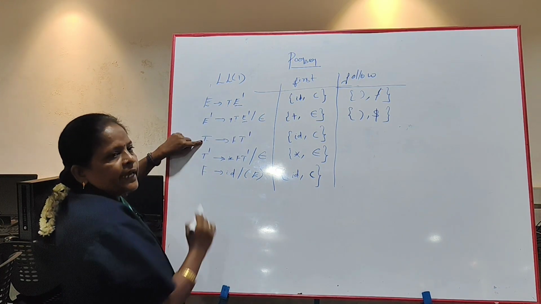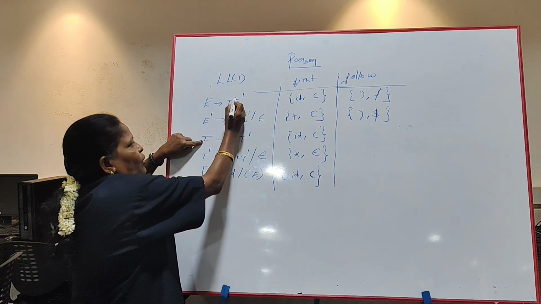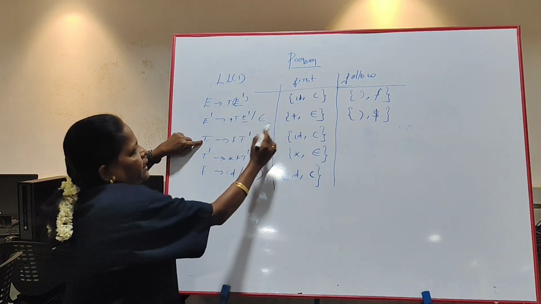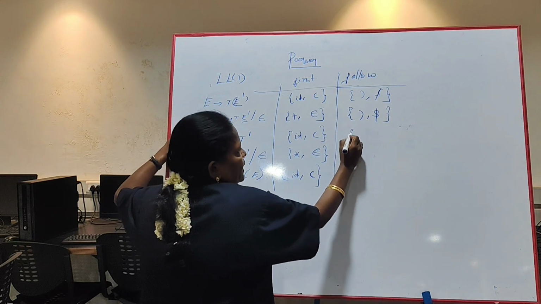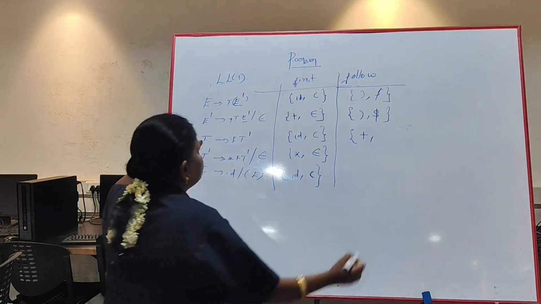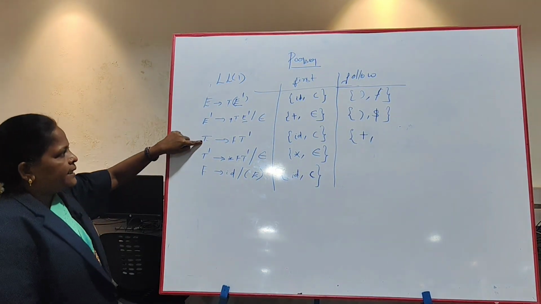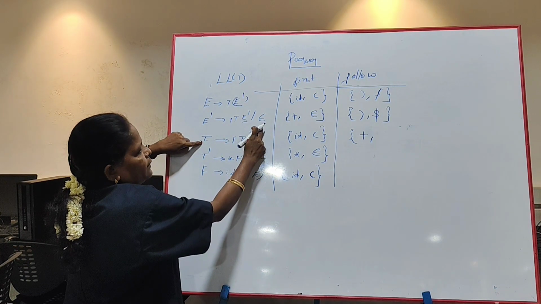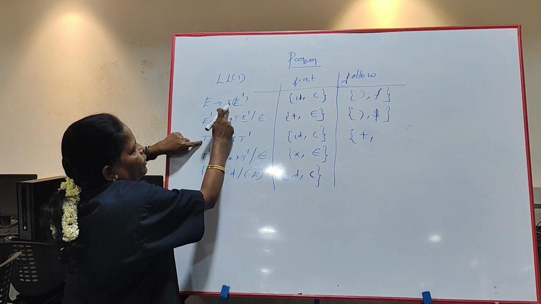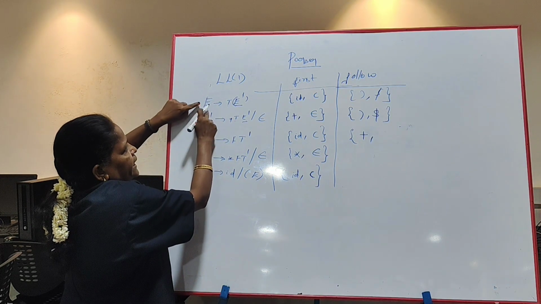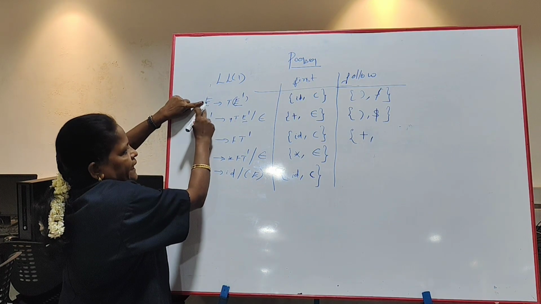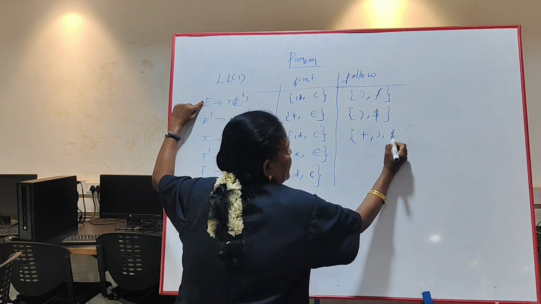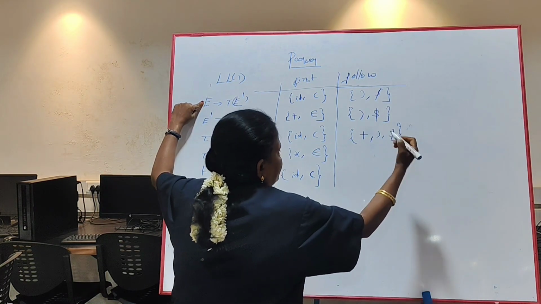Follow of T equal to what here? Follow of T is nothing but I have E dash. So, follow of T equal to first of E dash. First of E dash equal to what? I have plus, epsilon, right? Now, I should write plus first, okay? I write plus here. Then, in place of E dash, I can substitute epsilon. While substituting epsilon, follow of T nothing. Again, follow of T will be what? Follow of E. Follow of E already I have what? Closing bracket as well as dollar. I'm going to take the same value here, right?